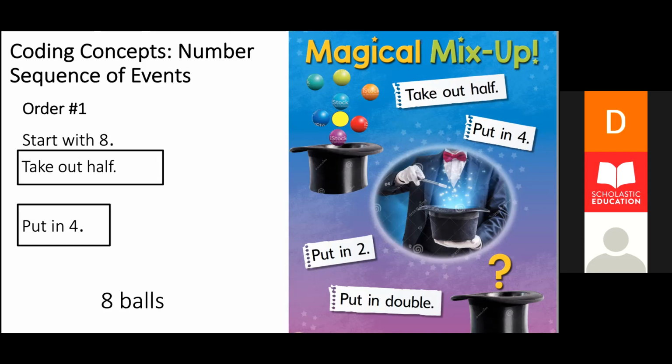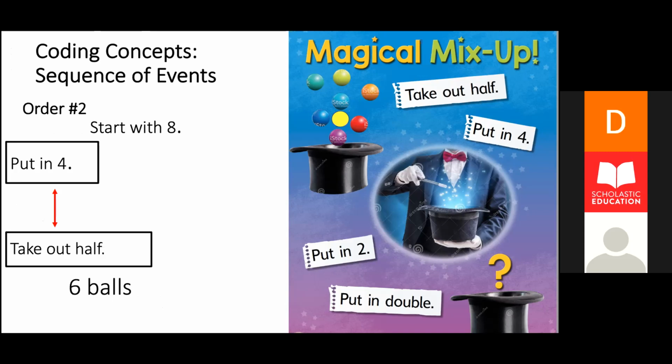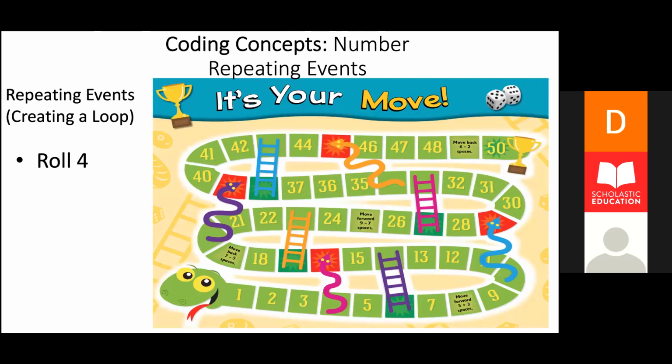Okay. Tell them, we'll mix up the instructions, see what happens then. We put in 4 this time first and then take out half, and look, lo and behold, we get 6 balls. Kids are learning that the order of their instructions makes a difference. So they can then start creating their own orders and then giving them to friends and seeing whether they're getting their desired outcomes.